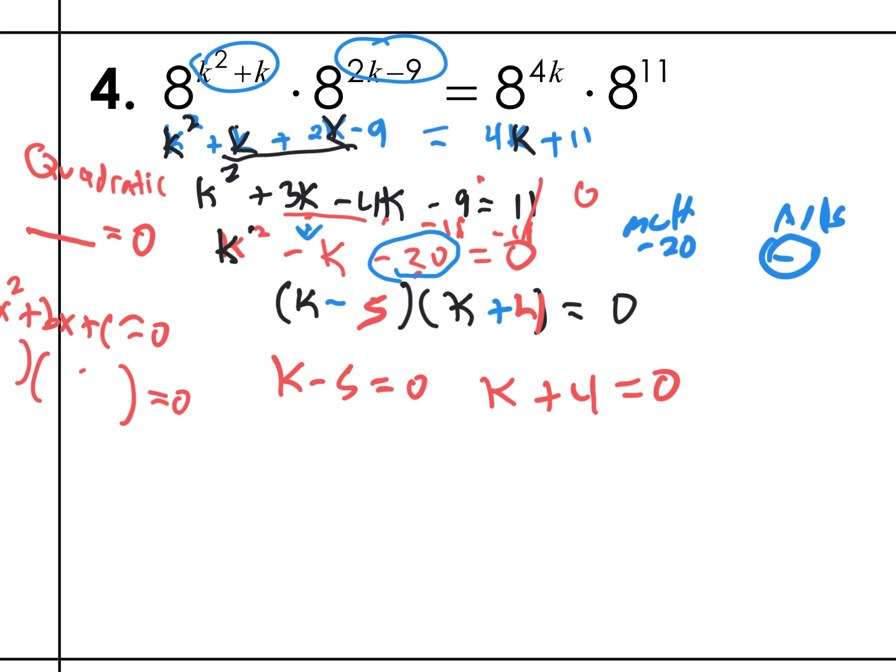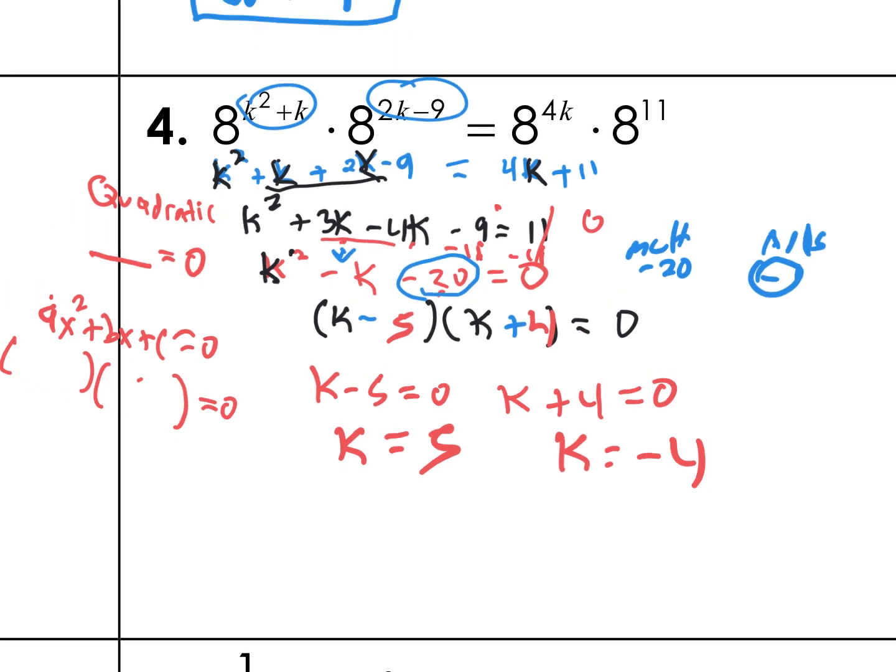You have this copied down? What's my first answer? k is what? It says k minus 5 equals 0. Oh, my bad. Yeah, k. Somebody help me out. What's the first answer? k is what? 5, I heard somebody. What's my second answer? Negative 4. Who said that? Was that you? Okay. There you go.